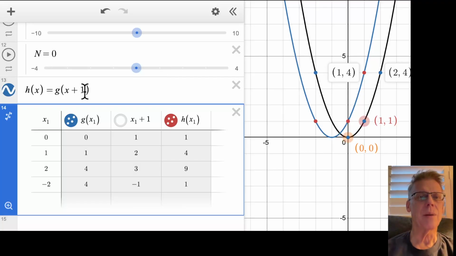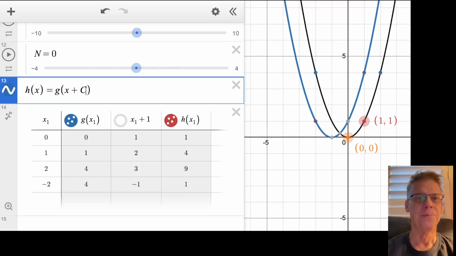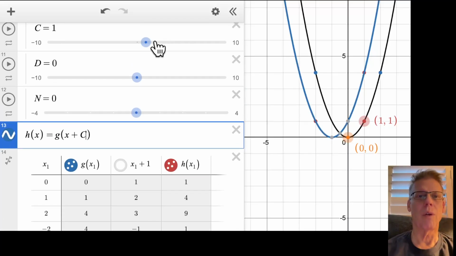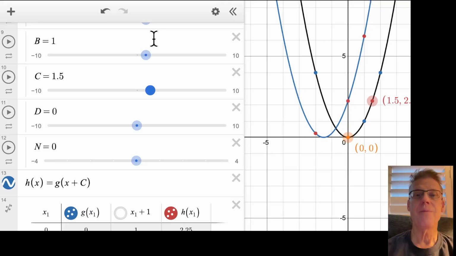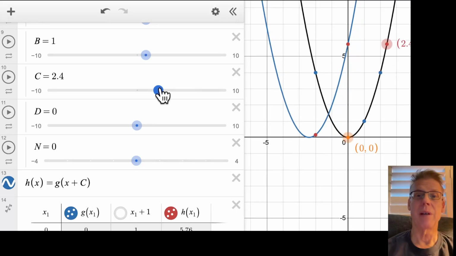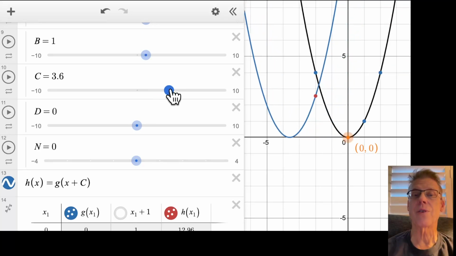But what I'm going to do is I'm just going to put this C in here and let C take control of what happens. So C is 1, shifted over to the left 1. That black graph shifted over to the blue graph by 1 unit. All the ordered pairs are 1 over. And if C were 2, then it would be over 2 units to the left of the black graph. And if C is even bigger than that, it's going to shift even further to the left.